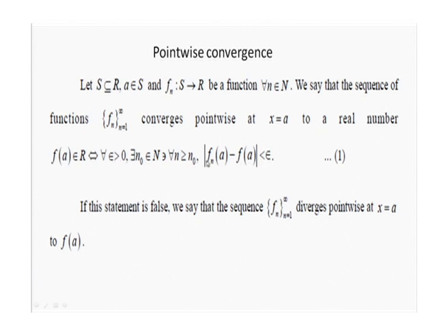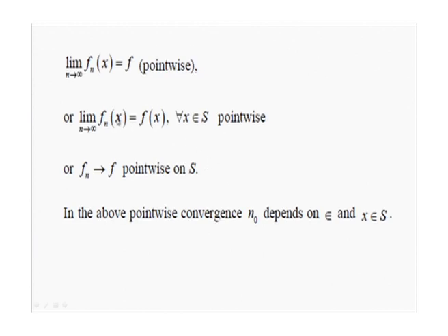If this happens, we say the sequence f_n(x) converges to f(x) at x equal to a, and we say this convergence is pointwise. If this point a is varying over S and all the corresponding f_n(a) converge to suitable numbers f(a), we say f_n converges to f pointwise on S.